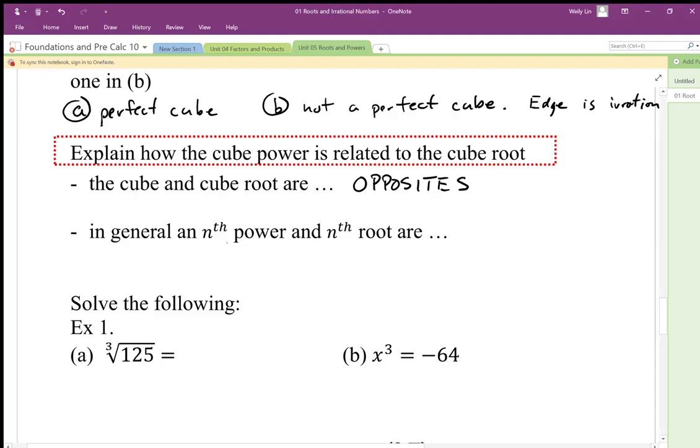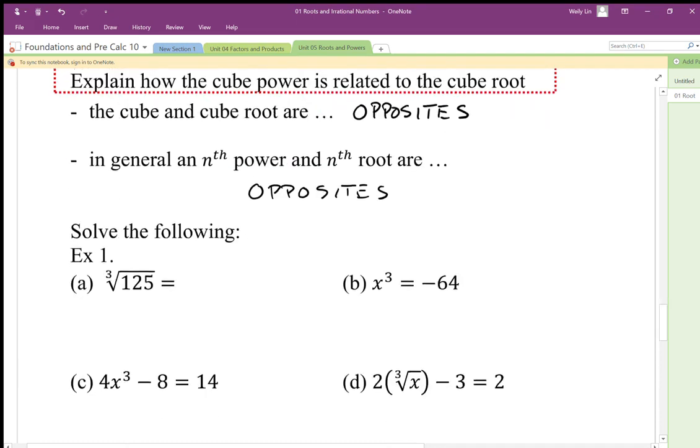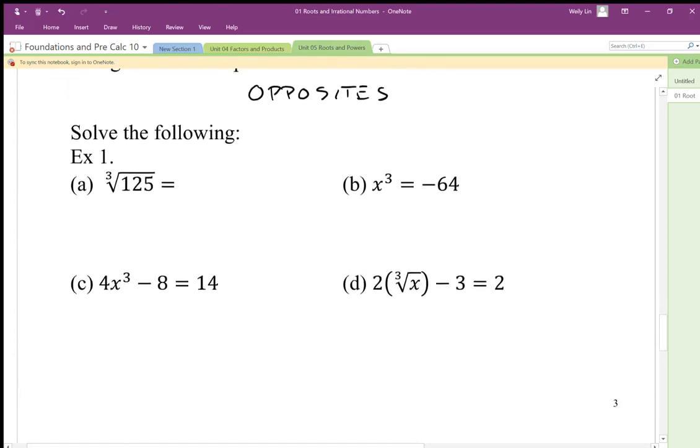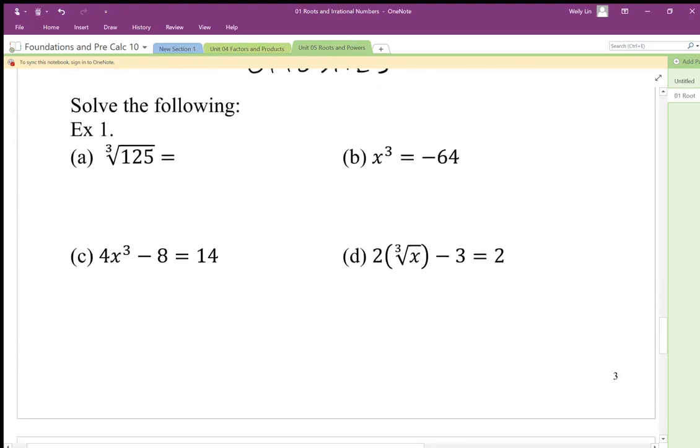Okay, so the root and the powers are opposites. And again, I want to just emphasize, this is not division. This is not multiplication. Powers have a different math to them and they behave differently. So the nth power and the nth root are opposites. So then to solve equations, we use opposites. We undo. Okay, so we want to work out these things.